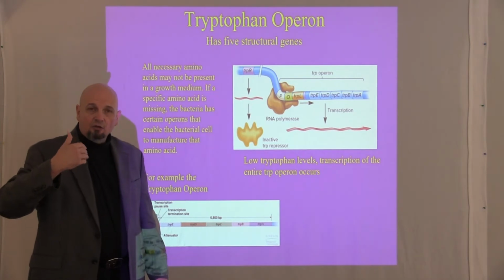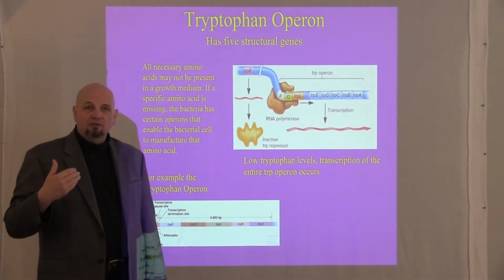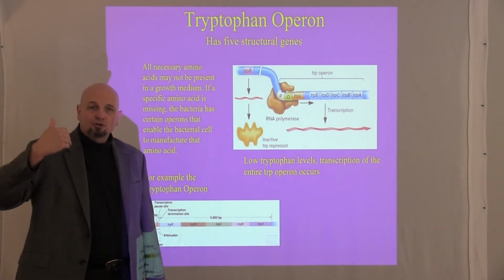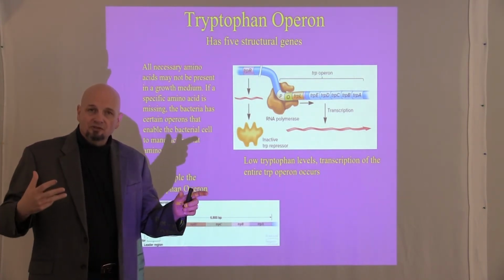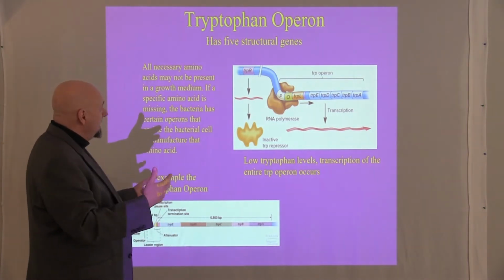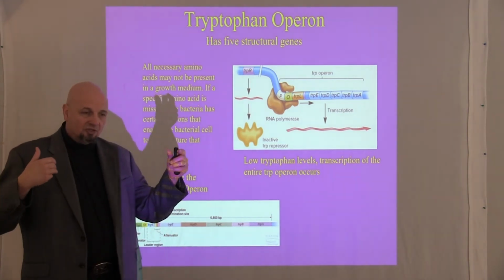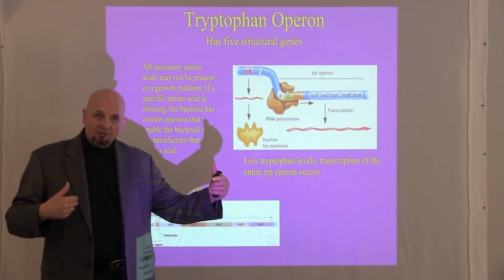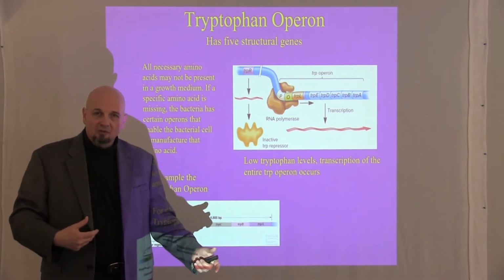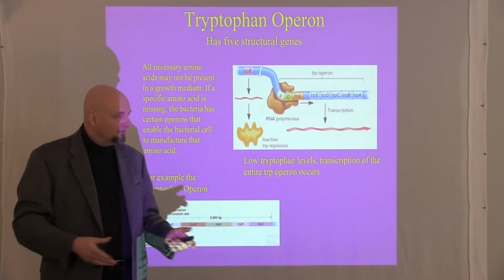So just like in the utilization of lactose, in the tryptophan operon there are structural genes that are necessary to generate enough tryptophan for the system to work. There are 5 structural genes in this, and just like before, it's a polycistronic system where you generate all 5 of those genes necessary for that biochemical pathway to produce tryptophan.